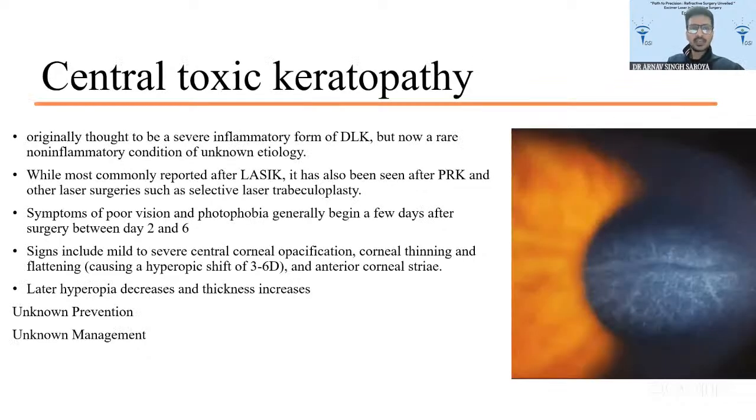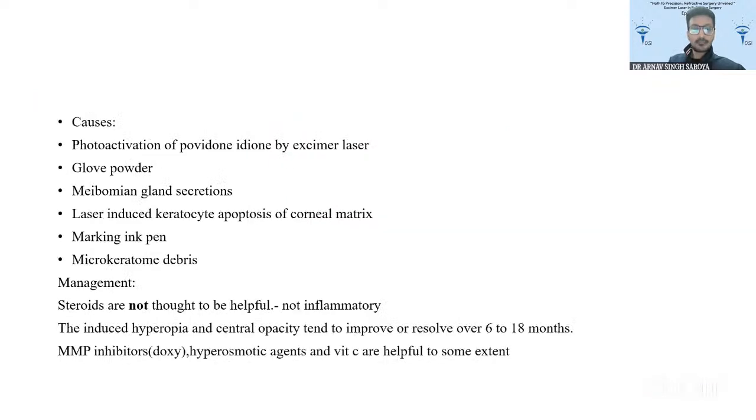Central toxic keratopathy, originally it was thought to be a severe form of DLK, but now it's considered a separate entity in itself. Signs include mild to severe corneal opacification, corneal thinning, and also flattening. Management: steroids are not thought to be very helpful because it is not inflammatory. However, it causes hyperopia and central opacity, which itself tends to correct over a period of 6 to 18 months.